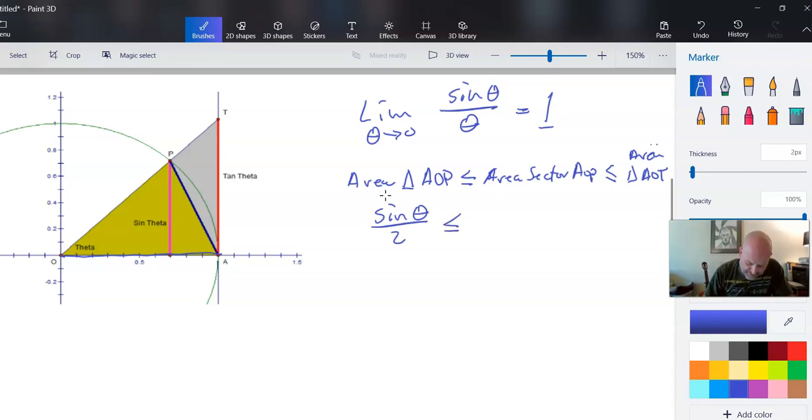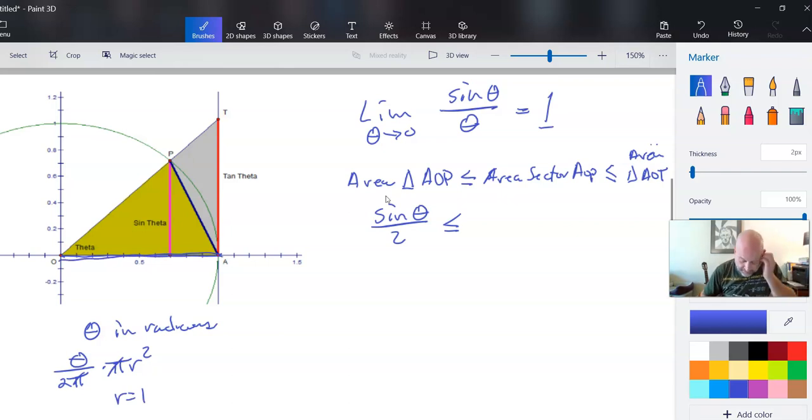Now the area of the sector. Now you find the area of a sector if you have theta in radians. The area of a sector is theta over 2 pi, right? Because 2 pi is a full revolution. So this is the fraction of the circle it has times pi r squared. Well, the pi's cancel, right? And we know that r equals 1 because it's this right here. And so that means that the area of the sector is theta over 2. Well, that's nice. Okay, so there's a sine and there's a theta.